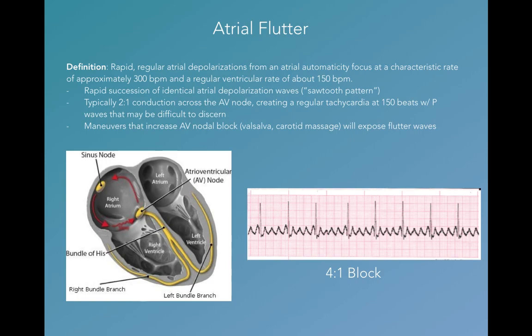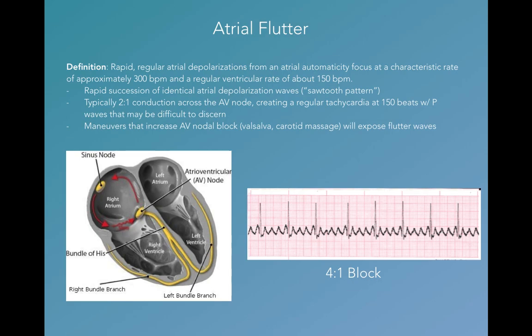Okay, atrial flutter, similar to AFib, but different in the sense that it's a single atrial automaticity focus instead of it being multiple areas in the atria like AFib was. So in this case, the rate's about 300. Again, the AV node filters it out to a rate normally about 150. And the most common thing you'll see on exams is this sawtooth pattern.